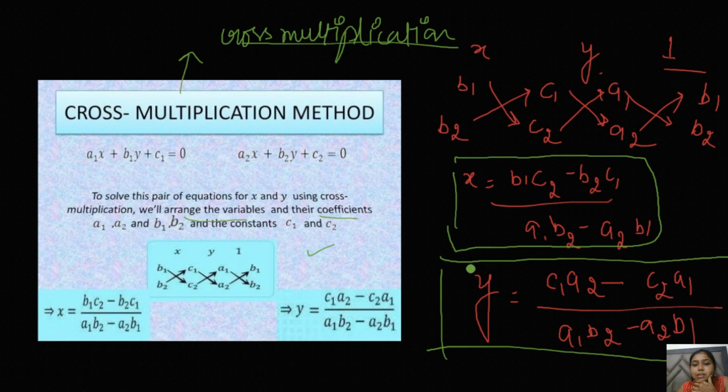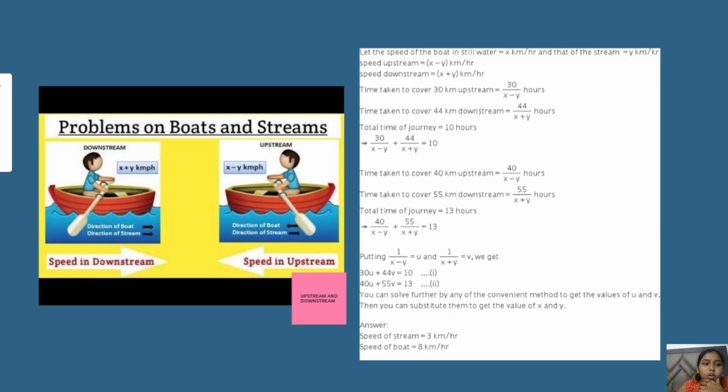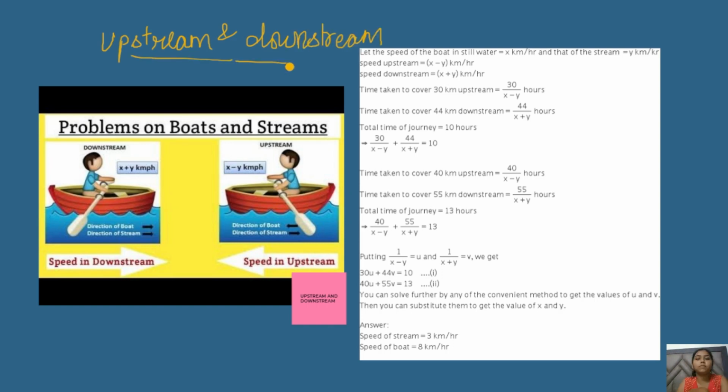So our last concept of this chapter is something very new, that is upstream and downstream problems. These are very important problems in this chapter. They carry very high marks. So first of all, what is upstream and what is downstream? You can easily see in this picture.